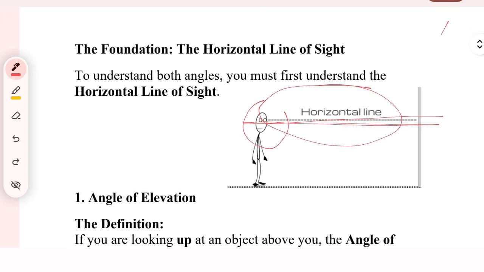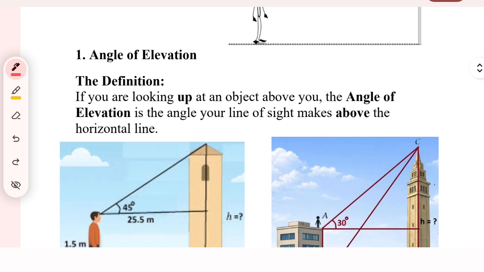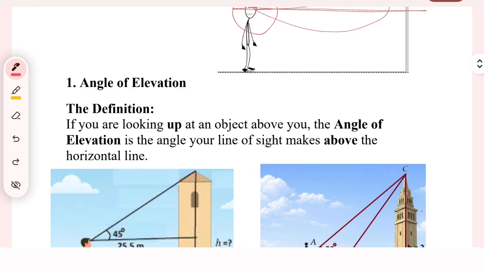All right, let's go to the angle of elevation. If you are looking up at an object that is above you, then that is the angle of elevation. It is the angle your line of sight makes above the horizontal line. So if your eyesight is horizontal, if you go up, that is the angle. That's the angle of elevation. That's the angle that your line of sight makes above your horizontal line of sight.